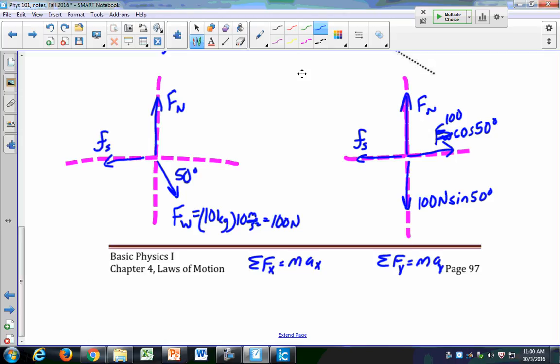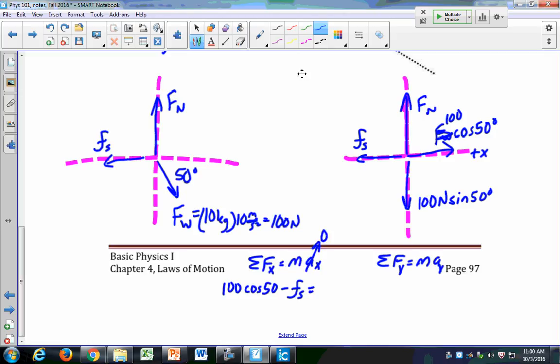Now, take a moment and think about what the vector sums are here. So how would you write the sum of the forces in the x direction? First, you recognize these are my forces. So how would you write that? You can go and write it down. Write the vector sum of these two vectors. It's in one dimension. So I'm going to say 100 cosine 50. I put that one first because it's positive, because remember this is positive x, minus Fs. And since this is a static problem, my acceleration is equal to 0.